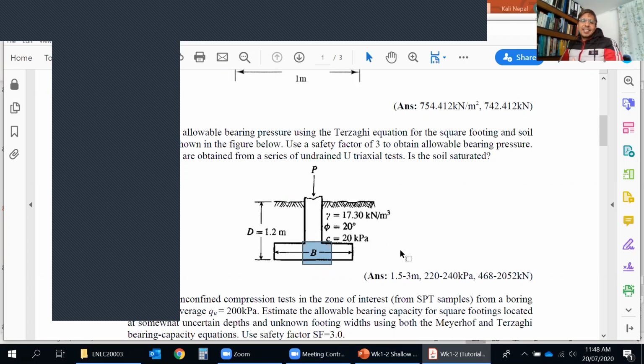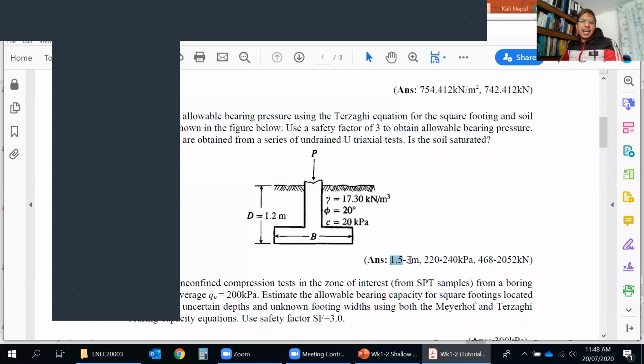What you need to do is assume B and get some values. That's what I have assumed here. The B assumption is 1.5 to 3. Of course, you may not have a 20 meter width, and you may not have less than 1 meter width. It will be around 1.5 to 3, so that's why I gave you the answer in a range. Did I answer you all right?